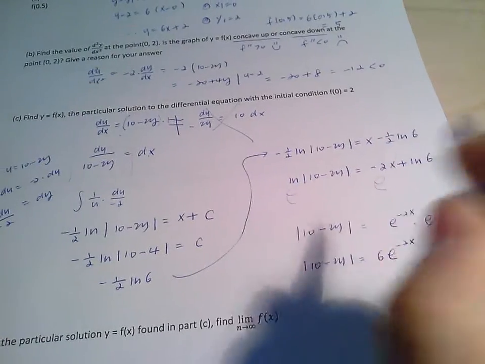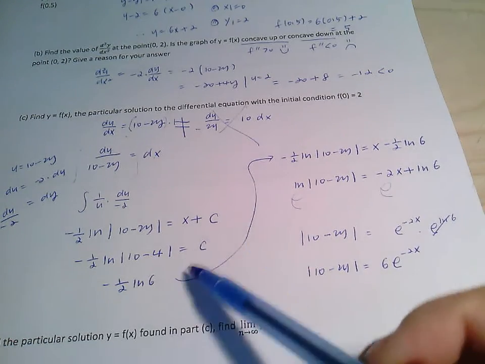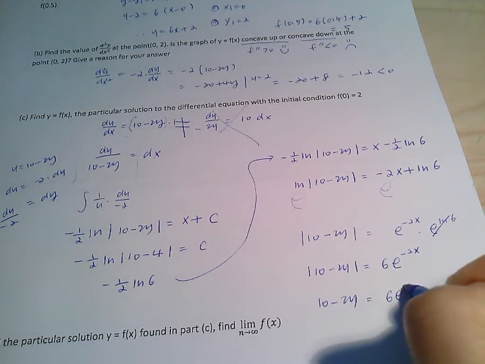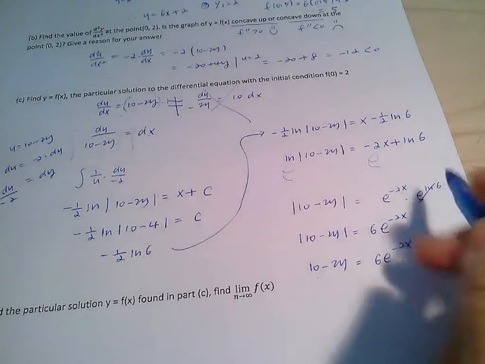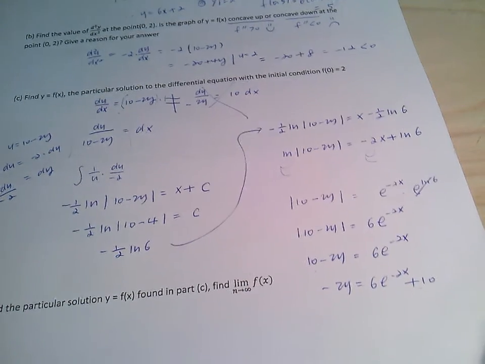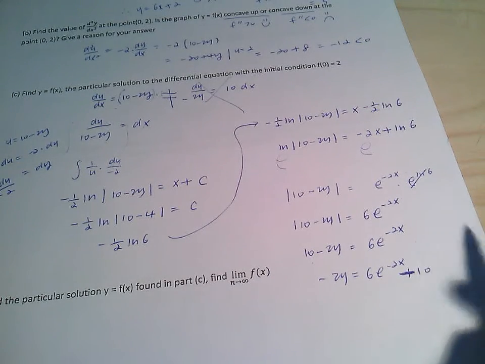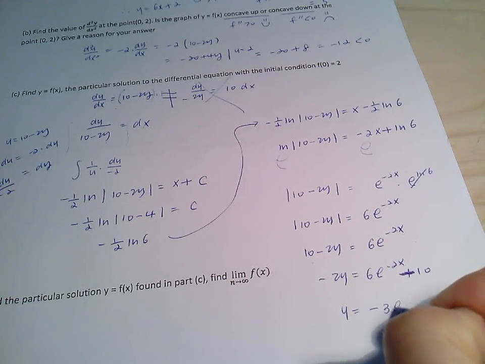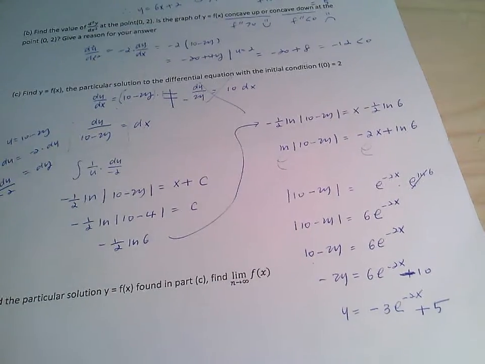All right, now I want to get rid of the absolute value sign, but technically this is plus or minus c, but we already got the c, which is a positive 6. So 10 minus 2y equals 6 times e to the negative 2x. And then I want to subtract 10 from each side: negative 2y equals 6 times e to the minus 2x minus 10. Then we're going to divide everything by negative 2. So y equals negative 3 e to the minus 2x plus 5. So this is the particular solution.